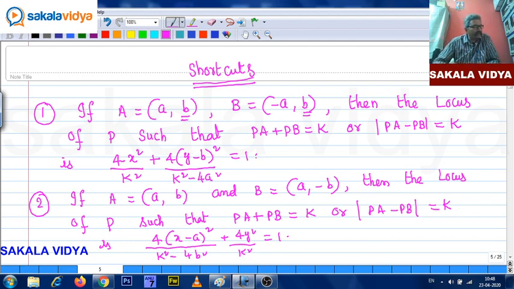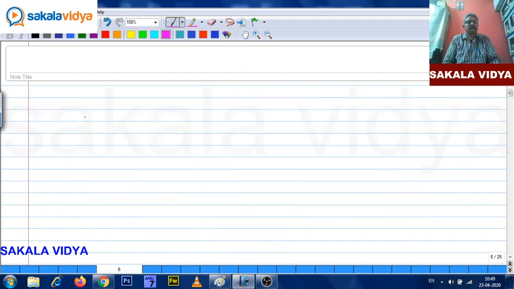Understood now? Okay. Don't waste your precious time. So, you need to concentrate. So, one more shortcut we have. That is the third one.